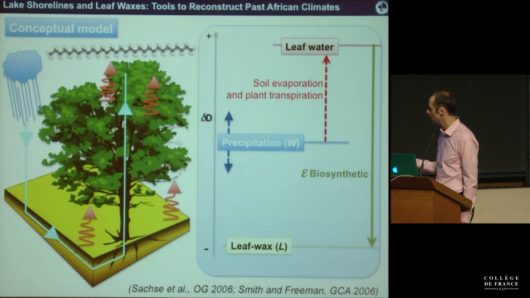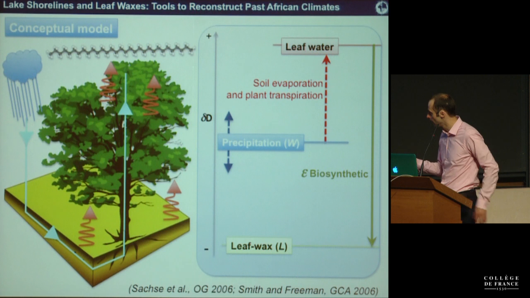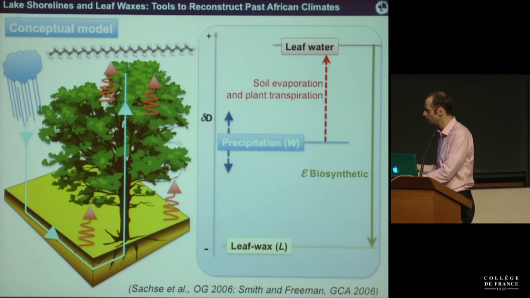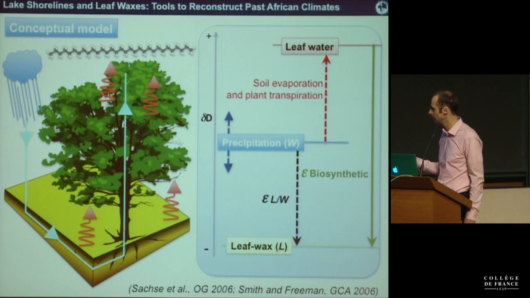And the plants will use this leaf water to synthesize the leaf wax. And it will apply what we name a biosynthetic fractionation, which depends on the biosynthetic pathway of the organism. For the higher plants, this epsilon biosynthetic is constant. So this line is constant. Then we measure the hydrogen isotopic composition of the leaf waxes, which is L, and of the precipitation. So what we can do now is just calculate this isotopic difference. It's a very simple calculation.